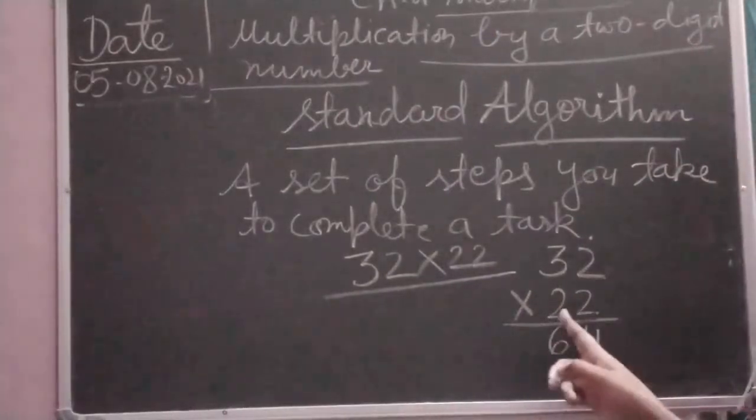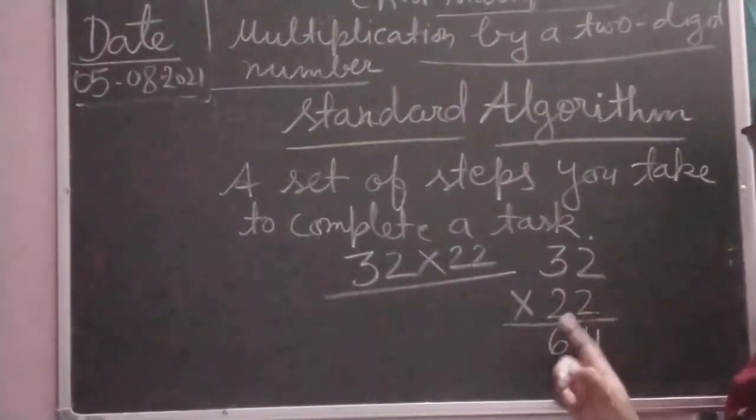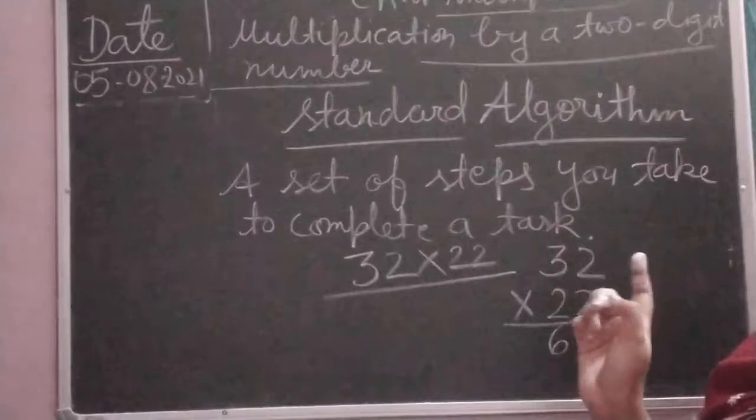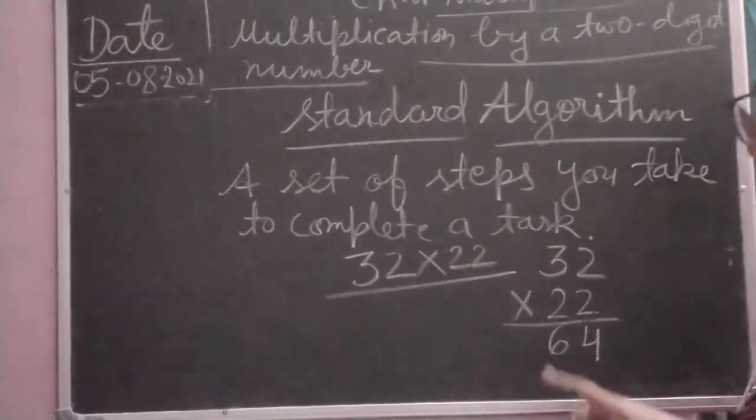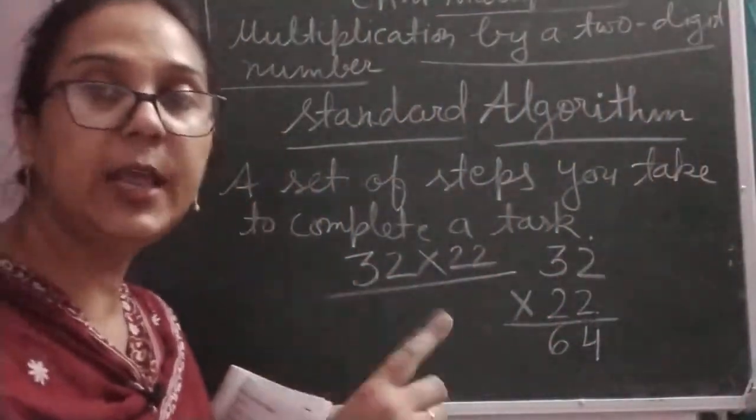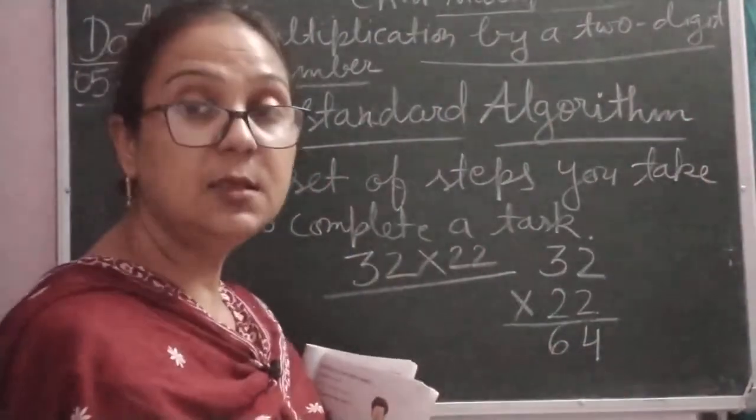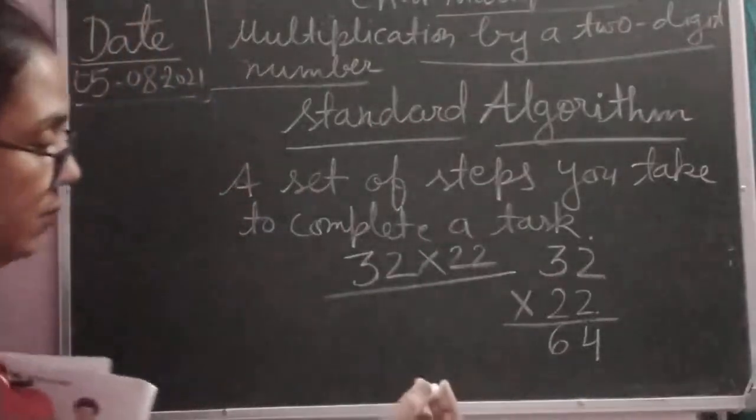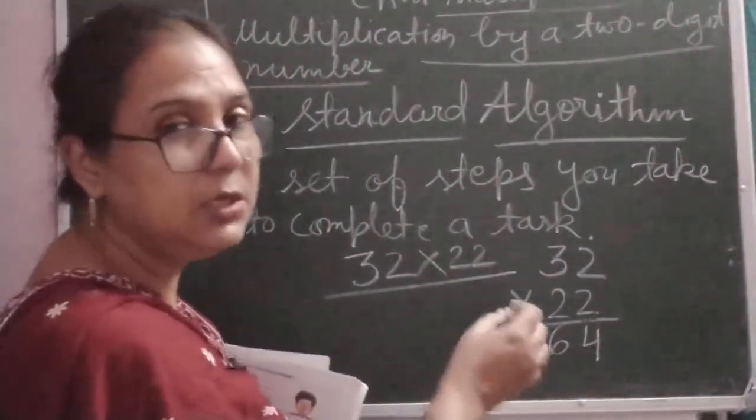Okay. Now this is at the tens column because this is 22. When we multiply by tens, what will we put? 0 at the end. Here, because we are going to multiply by 20, it means 2 tens. So whenever we are multiplying by tens, we will put 0 over here, as we have done earlier, because we have to leave the place. So here in the standard algorithm we will put 0 over here.